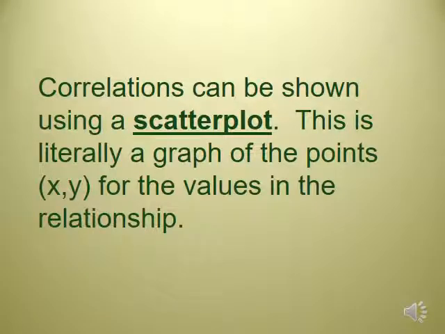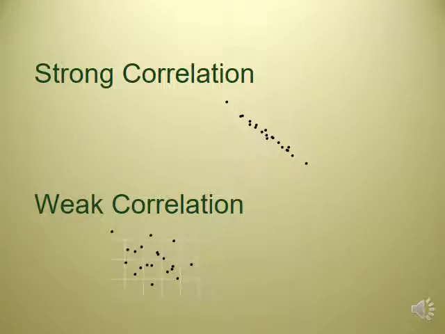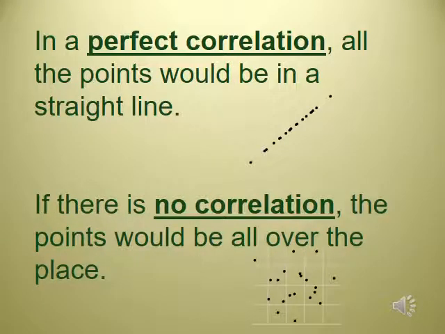I mentioned in the last video that you can show correlations using a scatter plot. It's literally a graph of all the points that make up that relationship. In a positive correlation, the general trend of the graph is up. In a negative correlation, the general trend's down. It's basically like the slope of the correlation. In strong correlations, the dots are packed close together and almost in a straight line. In a weak correlation, they're basically all over the place. If you had a perfect correlation, all those dots would literally be lined up in a straight line. And if there was no correlation at all, they would be all over the place with no pattern to where they were.